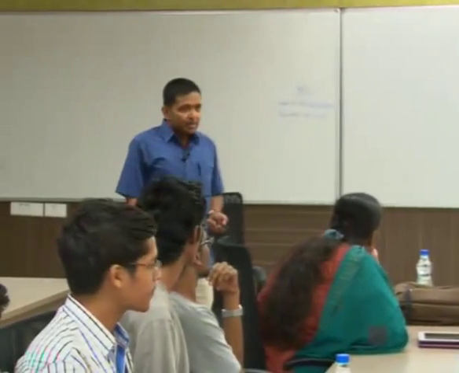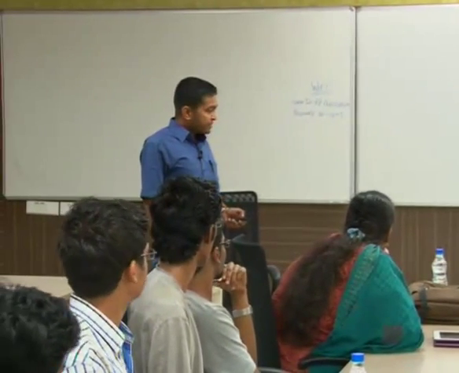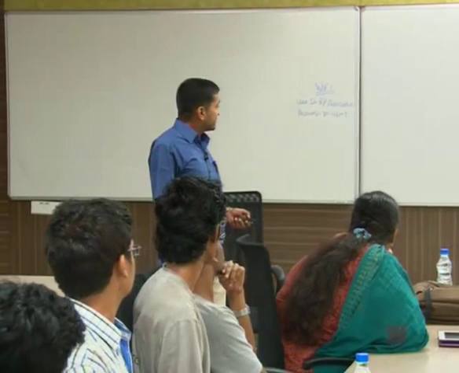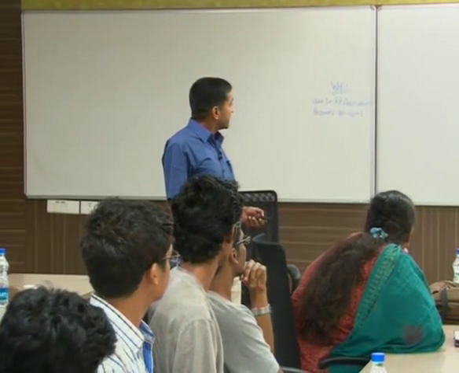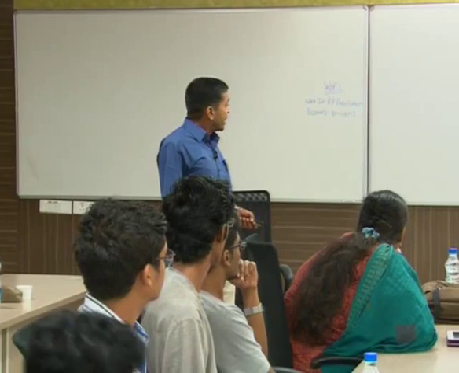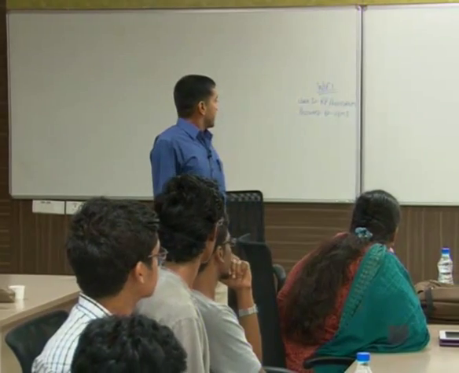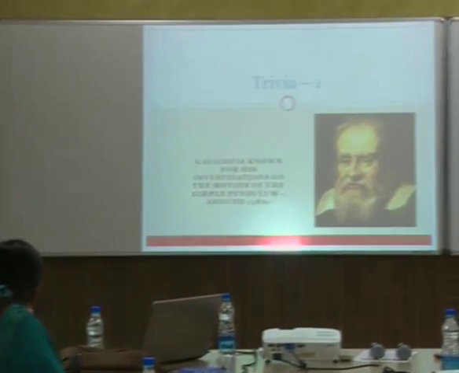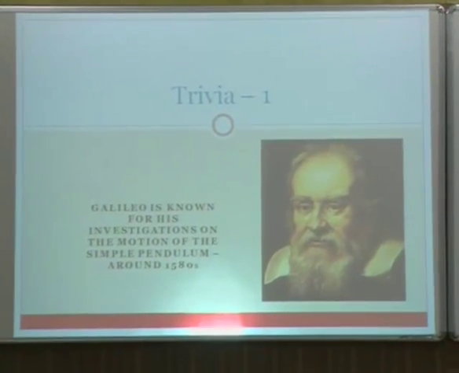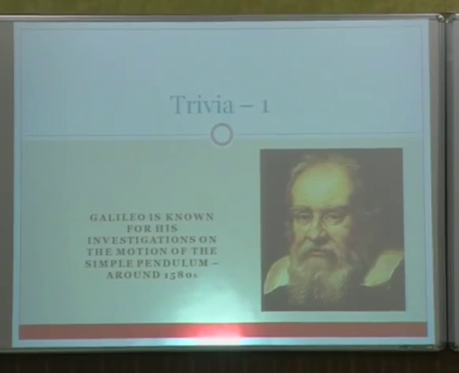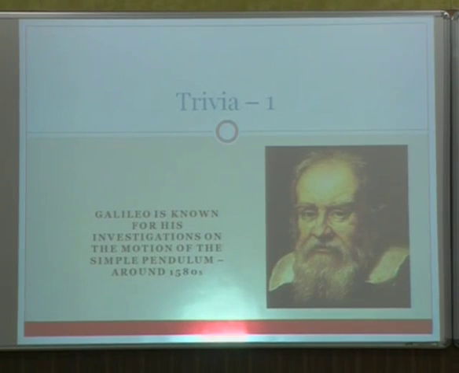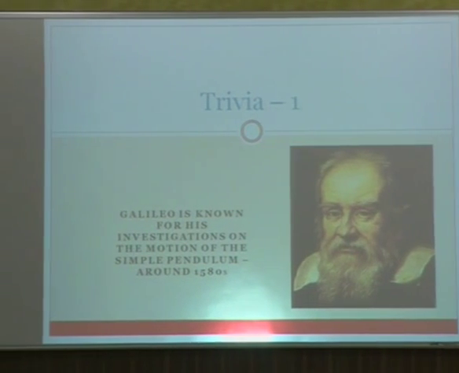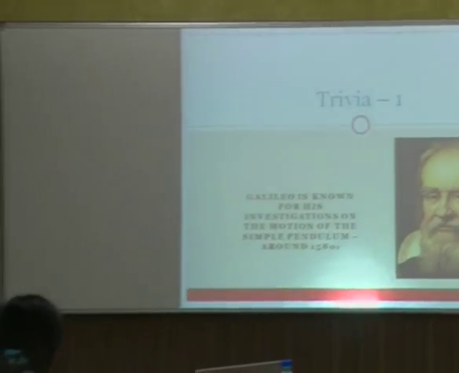Before we get down to serious stuff, a bit of wiki trivia. So pendulum, mostly Galileo is associated with that because it seems that he studied the pendulum's oscillation a lot, and he studied how the time period of the pendulum, the time it takes to swing.